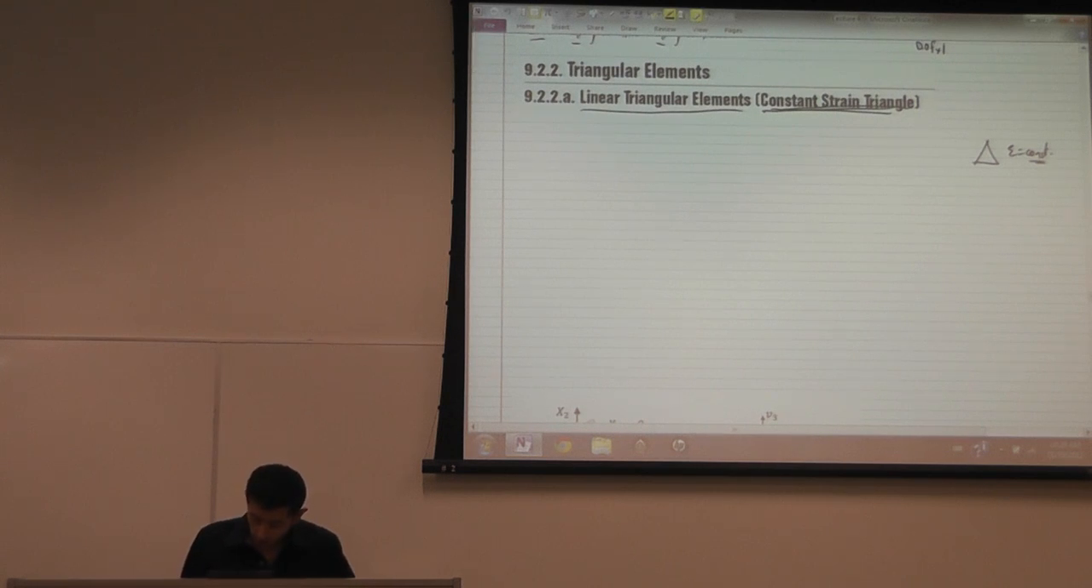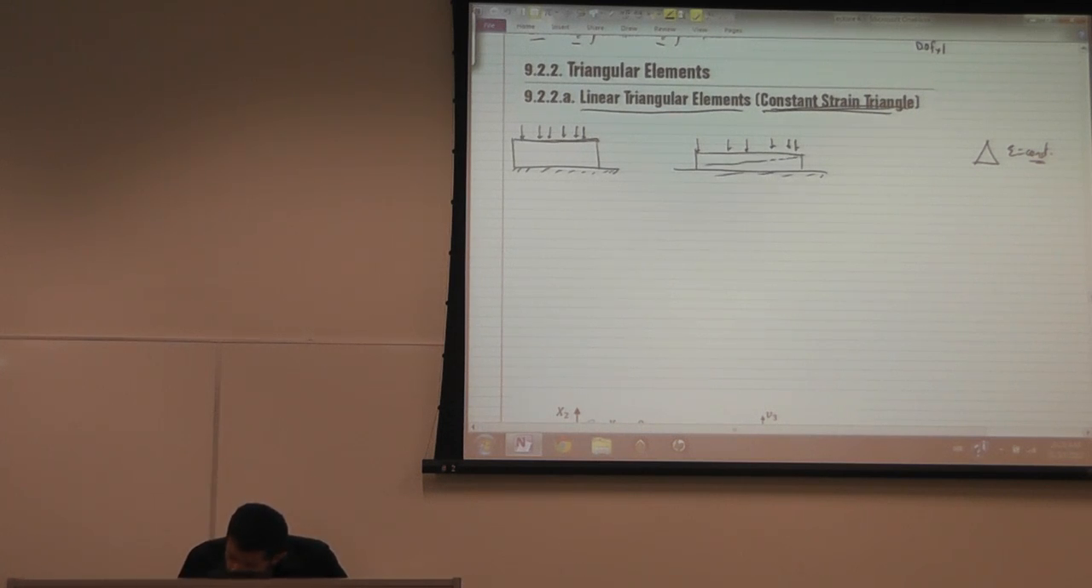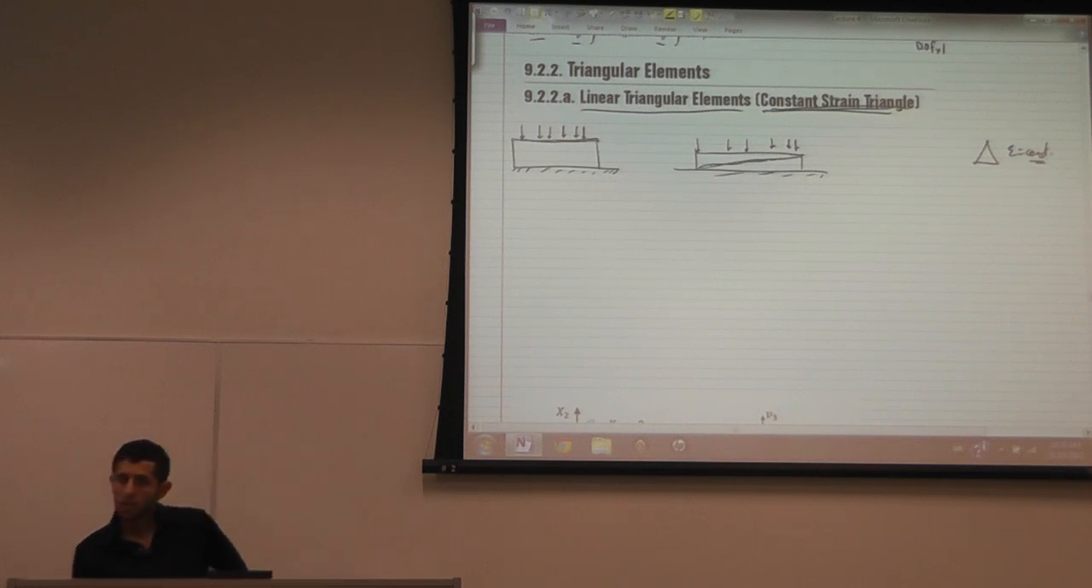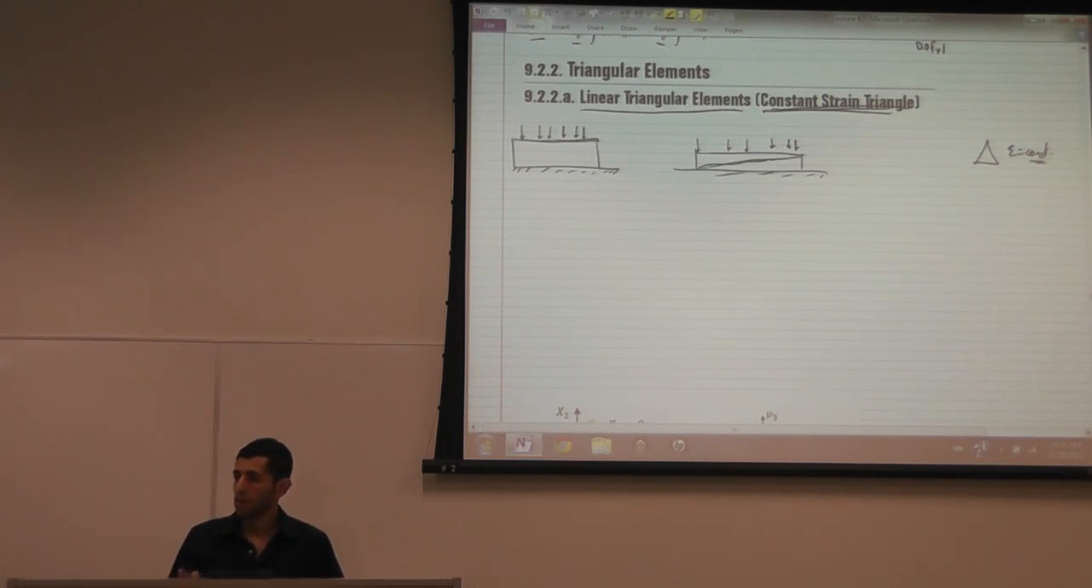So, for example, if I have this domain, and this is horizontal, and I'm applying forces here such that the domain has a constant strain, I can utilize one element or two elements. Somebody is going to look at this and say, this is a terrible mesh. Why are you using this terrible mesh? It's because the exact solution is within the approximation.